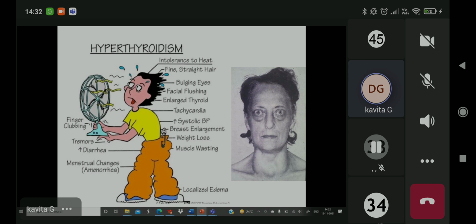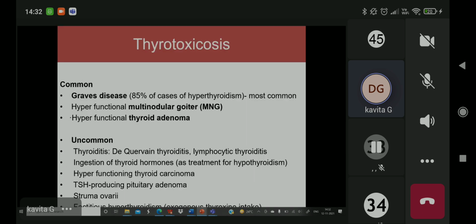So sorry for the interruption. Now we were talking about hyperthyroidism, so you can look at the gaze over here. Now, thyrotoxicosis, why is it occurring? It can occur because of Graves' disease, which is the most common condition in most of the cases. The second is a hyperfunctional multinodular goiter. So multinodular goiter can also be one of this.